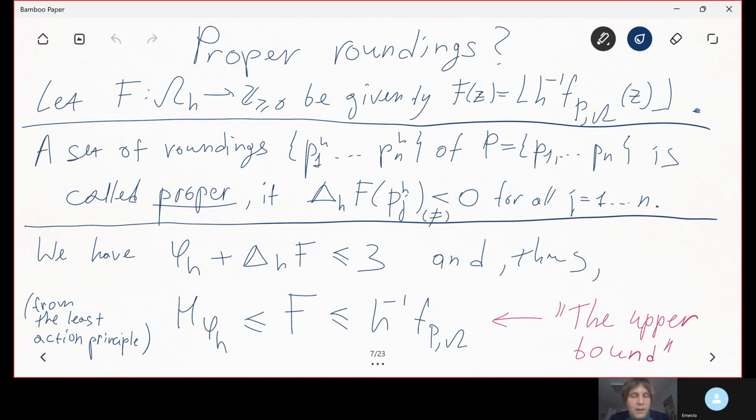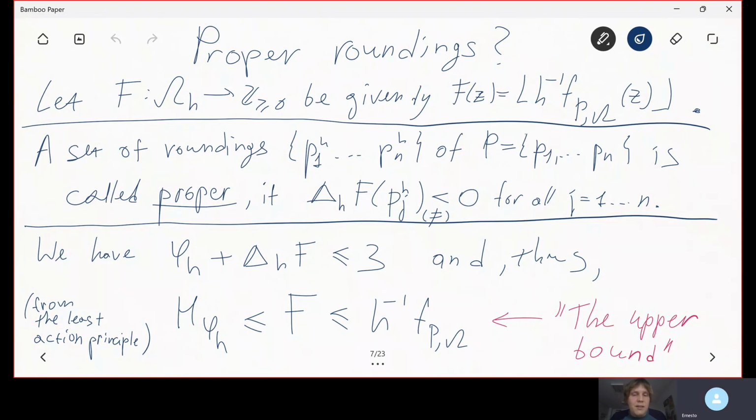Recall that phi h is all three with some extra grains. And so we want to relax it. When we add the Laplacian of this F, we should decrease somehow these values. And this is exactly how it's guaranteed. These proper roundings are exactly where this Laplacian is supposed to be strictly less than 0.